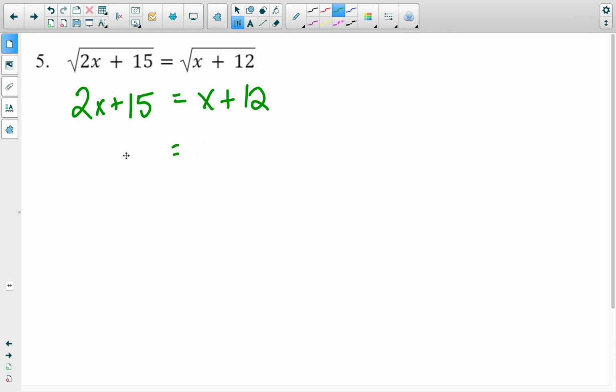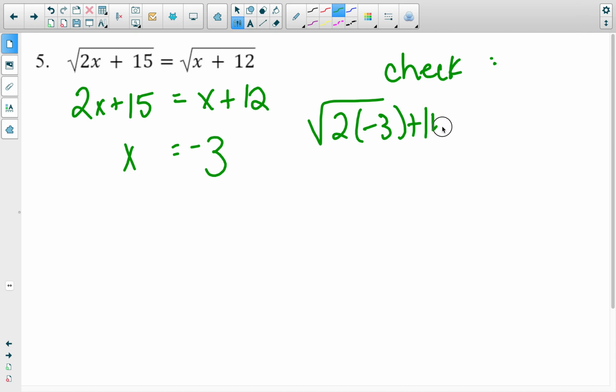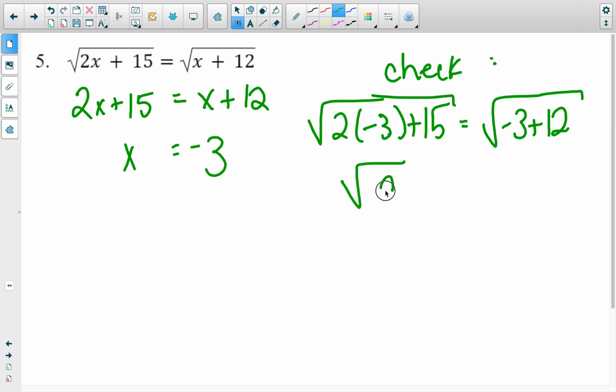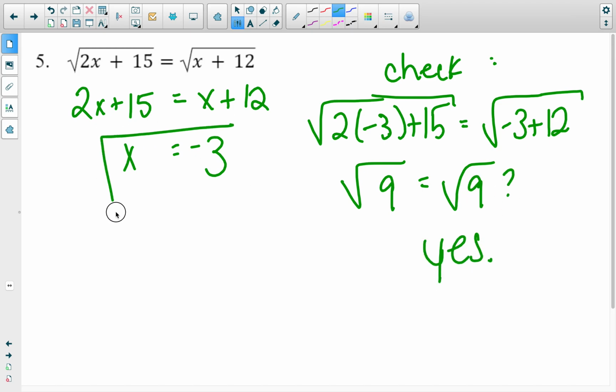All right, and then we should end up with x equals negative 3. Let's check. Does that work? Is the square root of 2 times negative 3 plus 15, is that equal to the square root of negative 3 plus 12? So is the square root of 9 equal to the square root of 9? Last time I checked, yes. X equals negative 3 works.